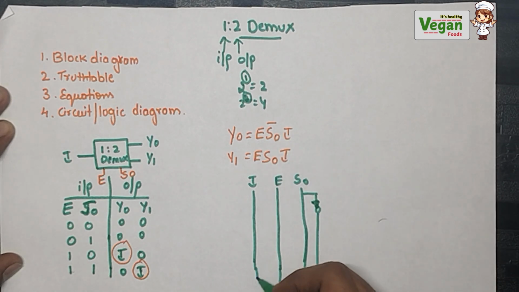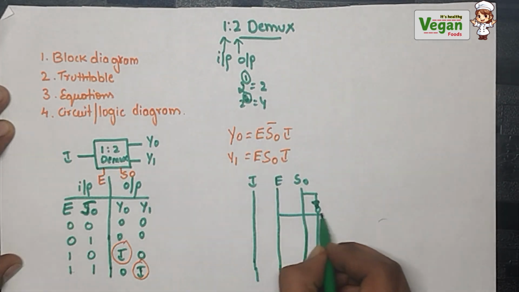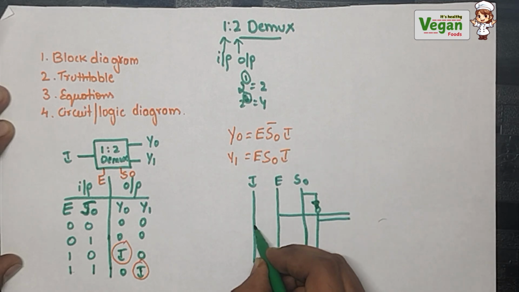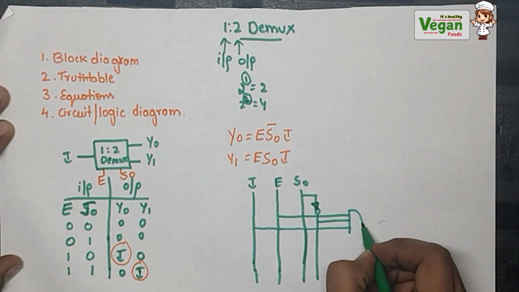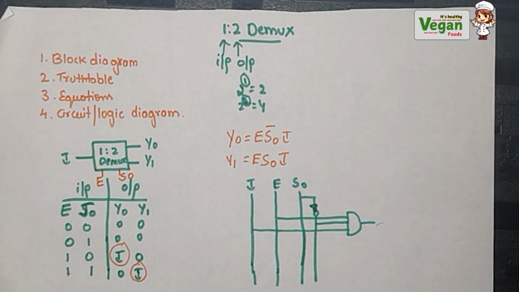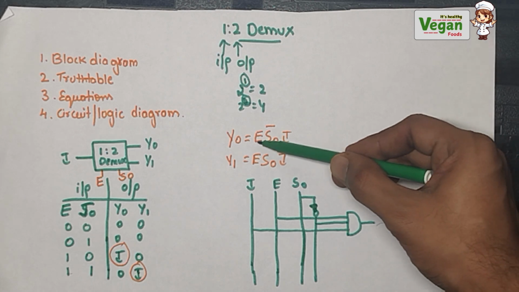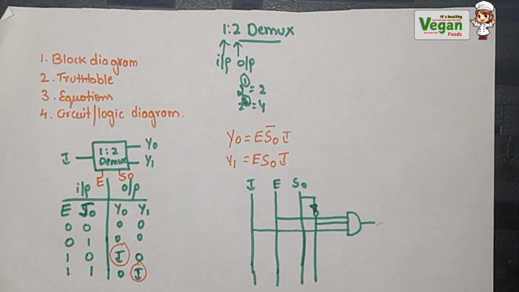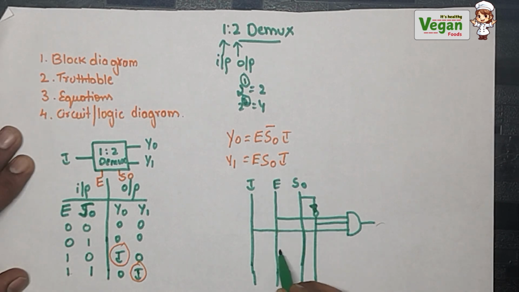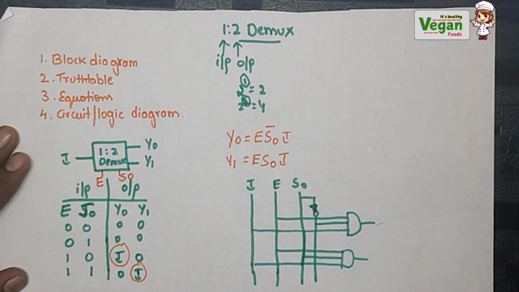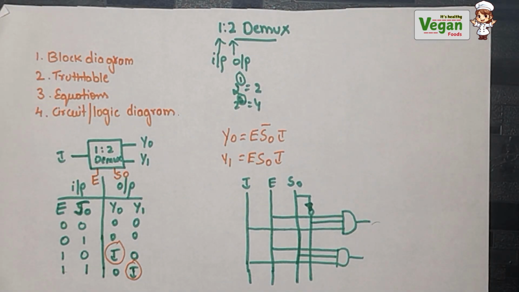Now for the first one, that is y0, enable, S0 bar and I will be combined using the AND gate, because in between there is no plus symbol, it means multiplication. Next for y1, enable, S0 and I, we will combine them using an AND gate. So this is the circuit diagram of the 1:2 DEMUX. So we completed the block diagram, truth table, characteristic equations, and the circuit or logic diagram of the 1:2 DEMUX.